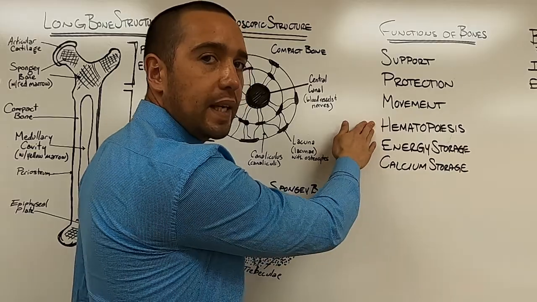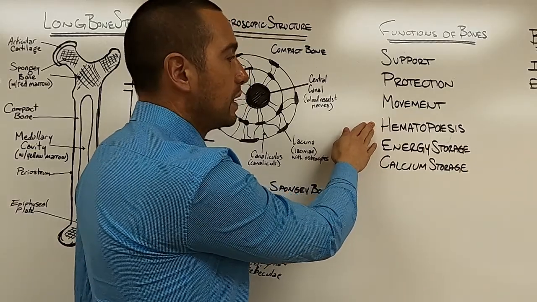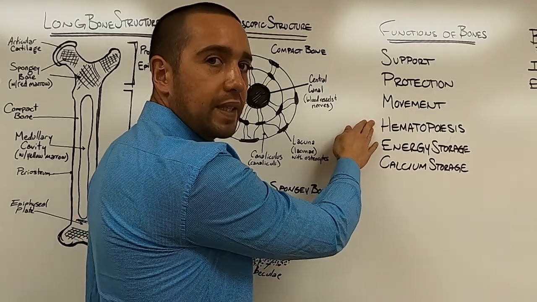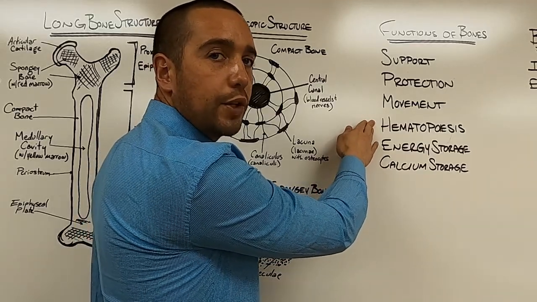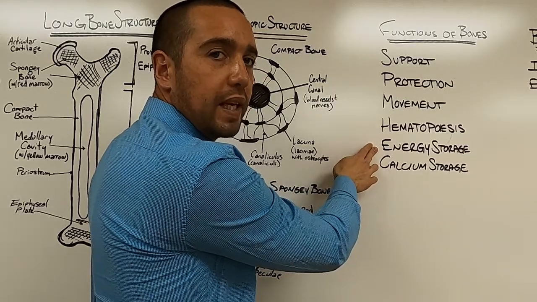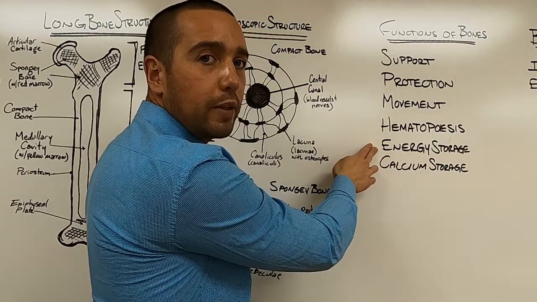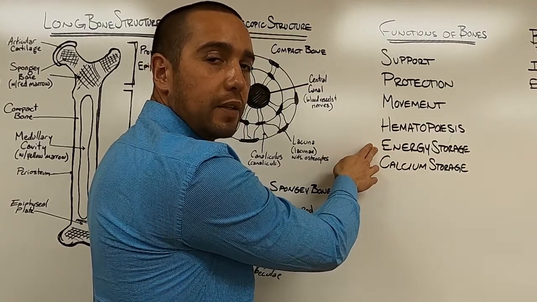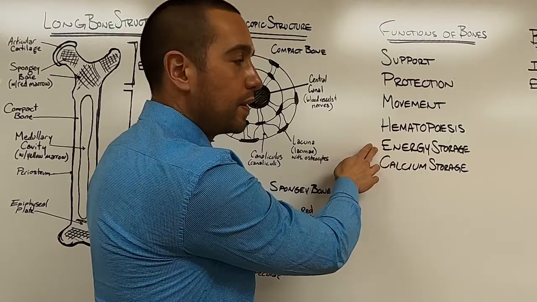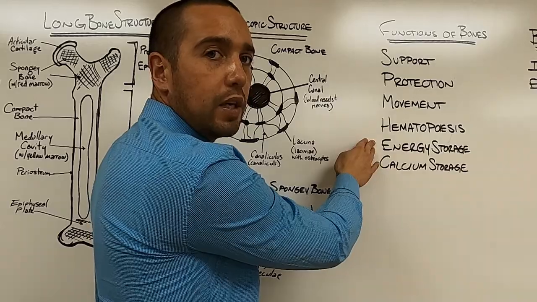Hematopoiesis now, that's the technical term for creating blood cells. And it's the marrow that's contained within the bone that creates new blood cells. Bones store energy because of that yellow marrow. The yellow marrow is high in fat, which is why it's that color, as opposed to the red marrow, which is red because of the iron required for the blood cells. So the energy storage is done by the yellow marrow in the medullary cavity of long bones.